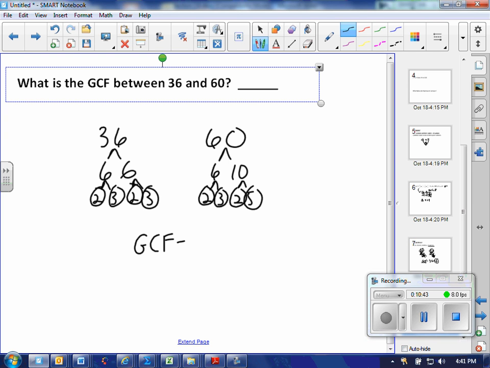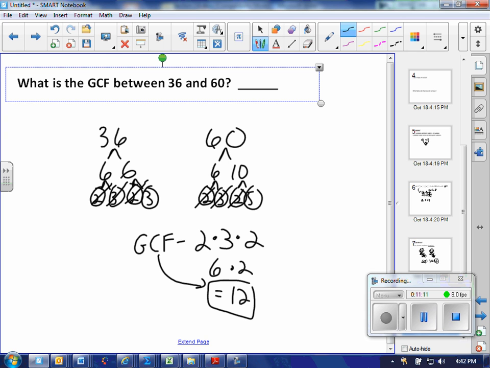Now let's start writing down the shared prime factors. Do they share a 2? Yes. So they both share 2. Write it down. Do they share a 3? Yes. Write it down. Do they share another 2? Yes. Write it down. Do they share anything else? The answer would be no. So in this case, I'd take 2 and multiply it by 3 and then multiply that by 2. So 2 times 3 is 6. 6 times 2 is 12. So the GCF in this case is 12. That's the largest factor of 36 and 60.